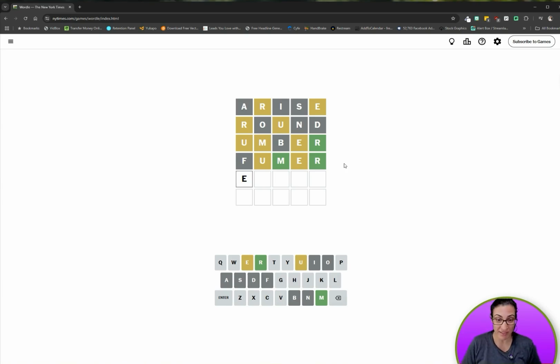So can you see my screen? Yes, I can see your screen. Based on the previous... Right, you can see what letters, the only letters that we have are M and R. E and U need to move places. Okay, you're right, I missed that.